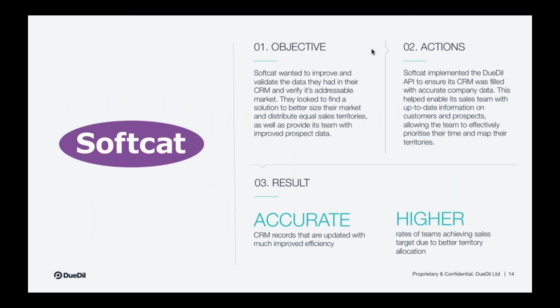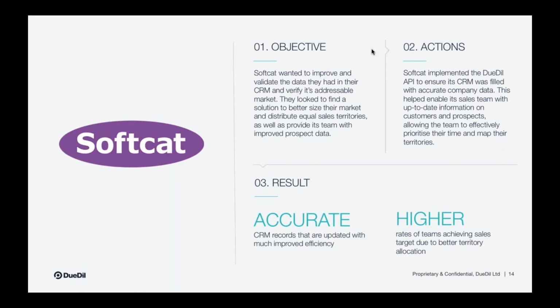Softcat is an IT infrastructure provider. We worked with the sales operations director there, whose goal was to ensure their internal CRM system is populated with accurate and up-to-date data. He had account managers and sales reps telling him they don't have enough leads and prospects in their territory to make up their target.